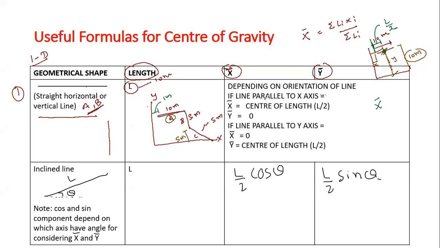Look here, it is written: x bar equal to, if the line is parallel to x axis, your center of length equals to L, x bar equal to nothing but L/2. Now don't confuse, y bar equal to 0. I will give this example also. x bar is the center of length, so how much is the center of length? L/2 equals 10/2, that is equals to 5. Yes or no? Everybody with me?